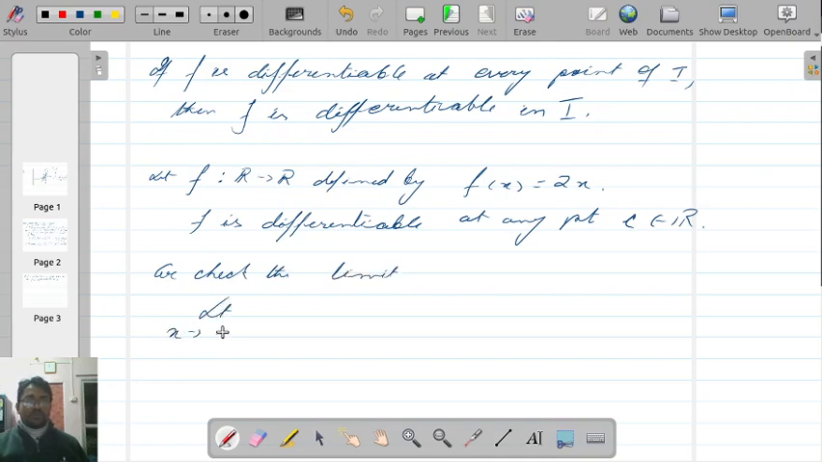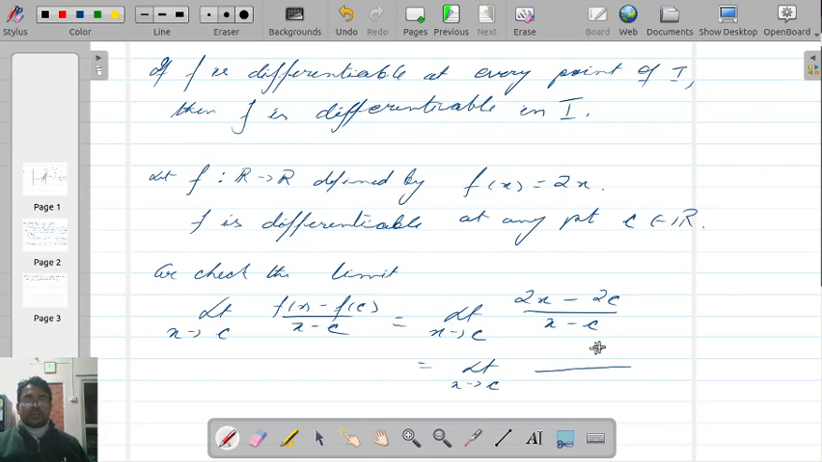limit x tends to c of (f(x) minus f(c)) divided by (x minus c). So this is the same as limit x tends to c of (twice x minus twice c) divided by (x minus c). So by our properties of evaluating limits, it's 2 into (x minus c) divided by (x minus c). So that comes out to be equal to 2. So this exists finitely. Therefore, f dash c is actually equal to 2.